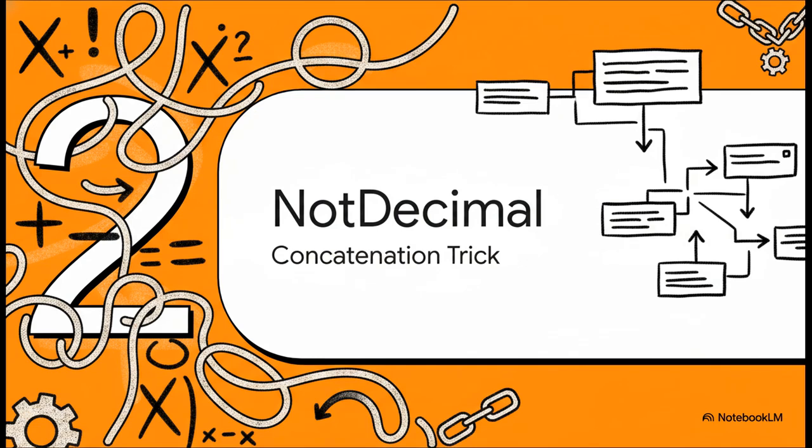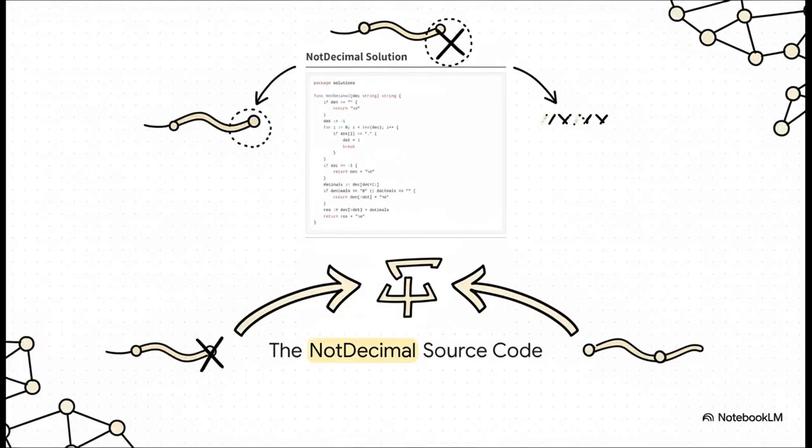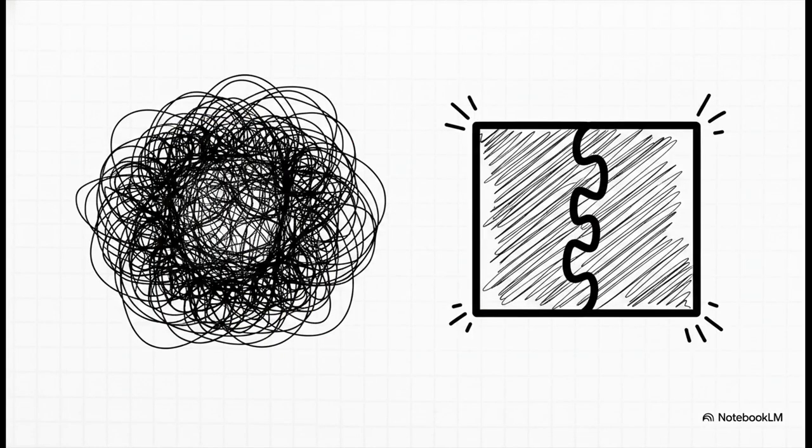Moving right along, section 2, not decimal, the concatenation trick. The objective of the not decimal function is to take a string representing a decimal number and convert it into a non-decimal string. Essentially, we just want to remove the decimal point entirely. Now, here's the crucial insight.